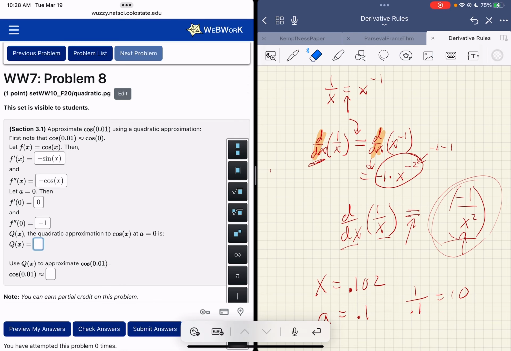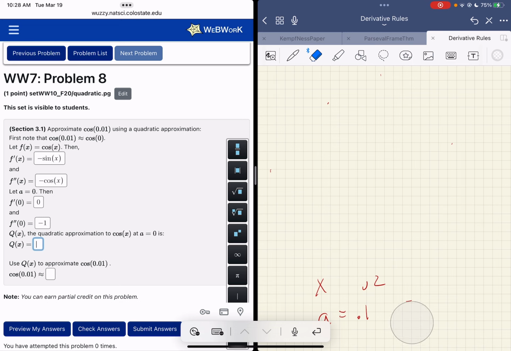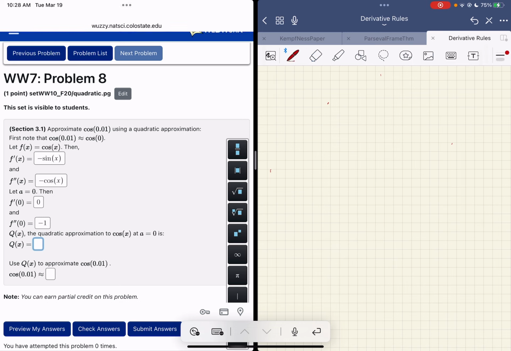Okay, so what's the quadratic approximation? Let's write down that formula really quick. All right, so f of x, or he calls it q of x in the equation sheet, is approximately f of a plus f prime of a times x minus a plus f double prime of a divided by 2 times x minus a squared. And you might think this and guess a pattern, and you'd probably guess wrong.